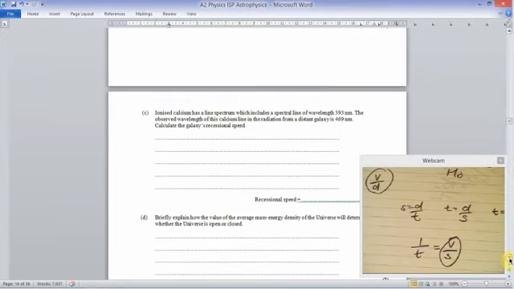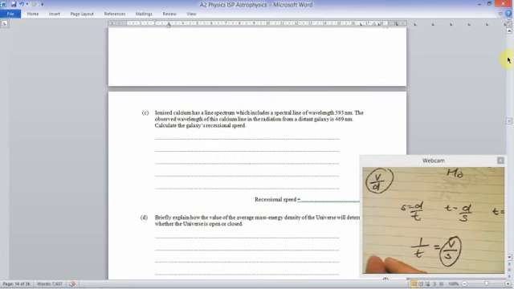C. Ionized calcium has line spectra, which includes a spectral wavelength of 393 nanometers. The observed wavelength of the calcium line in the radiation from a distant galaxy is 469 nanometers. So we've got a change in frequency that's actually occurring there. That change is due to a red shift. We can see the value of that. It's 76 nanometers. So you need to use the equation of change in wavelength over wavelength, which will give you v over c.